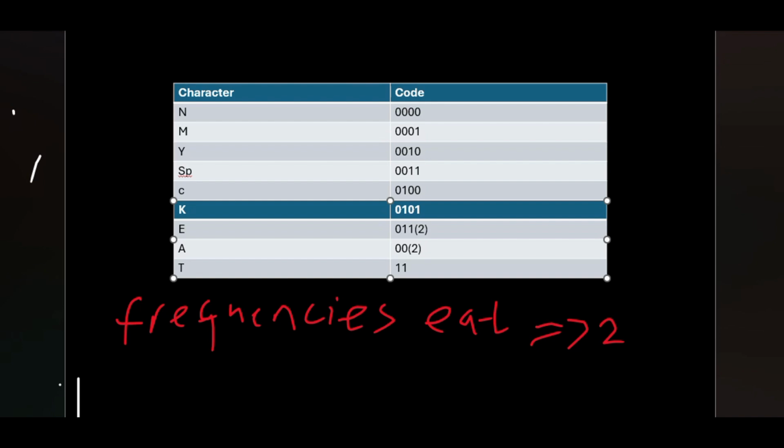Okay, so now that we have this, when you multiply the 3 bits by 2, you are going to get 6. When you multiply the 2 bits by 2, you are going to get 4. When you multiply the 2 bits again, which is 1 by 2, you are going to get 4.